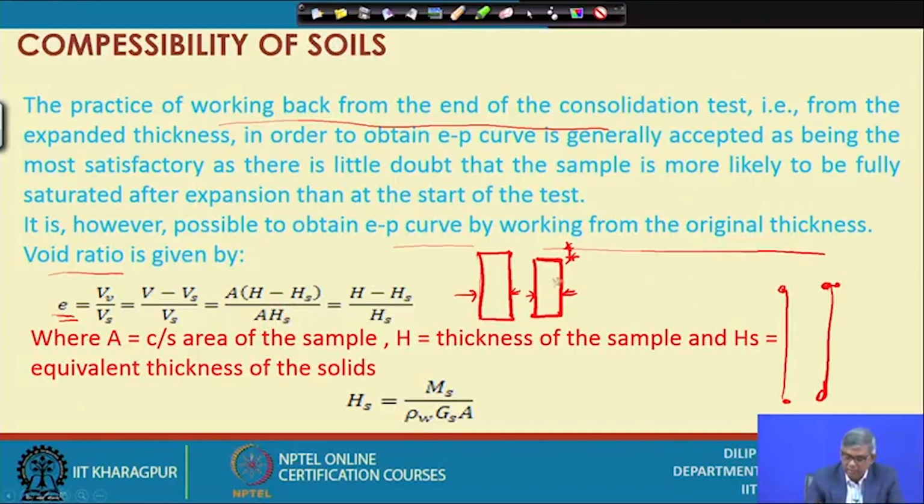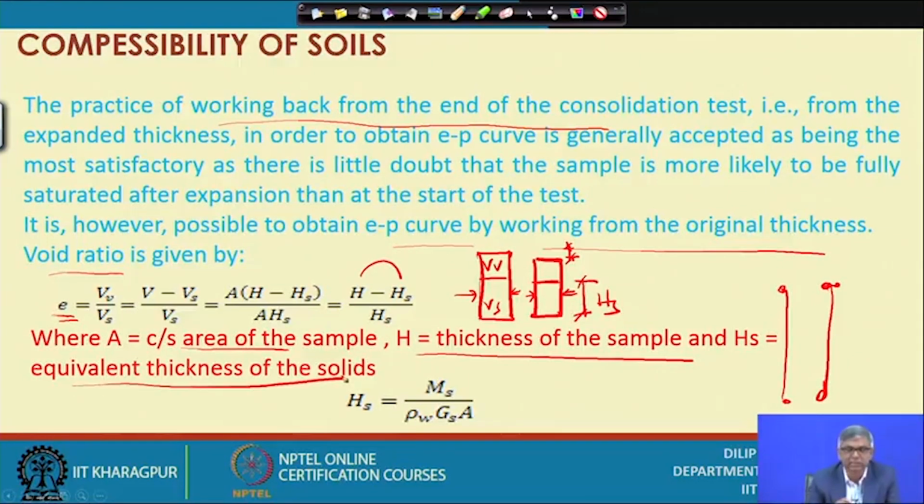So, I can imagine this soil. Initially, this is Vs and this is void. This Vs will have a height, suppose Hs. So, A times Hs is the solid volume, and if you simplify, it becomes (H minus Hs) by Hs, the void ratio. Where A is the cross sectional area, H is the thickness of the sample, and Hs is the equivalent thickness of the solid.